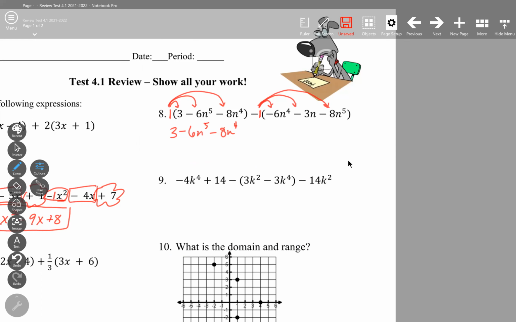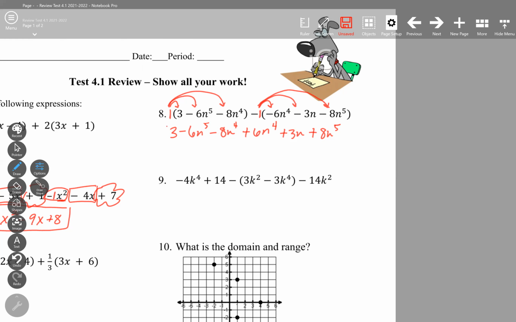Okay, and if you multiply something by -1, it becomes the opposite sign. So -1 times -6n to the 4th will become +6n to the 4th. -1 times -3n will become +3n. And then -1 times -8n to the 5th will become +8n to the 5th. So we've taken care of the parentheses, multiplied all of the numbers in front into everything there. Now we're going to combine like terms.